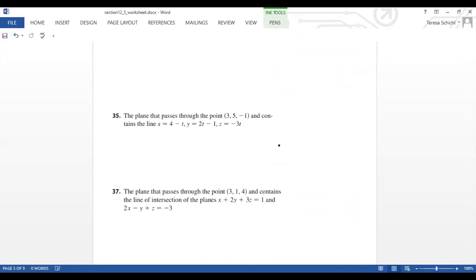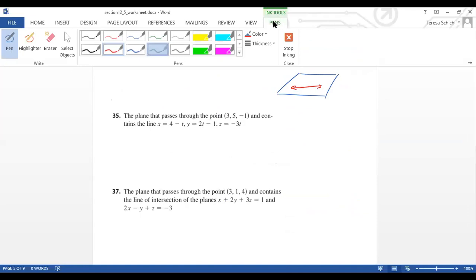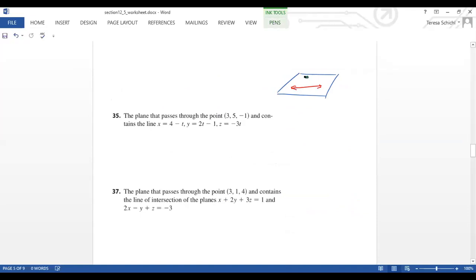Okay, so this is a very similar problem. This plane passes through the points and contains the line here. So I'm finding the plane. Basically this is my plane, right? It includes this line and also has this point here. So how do I find the plane?